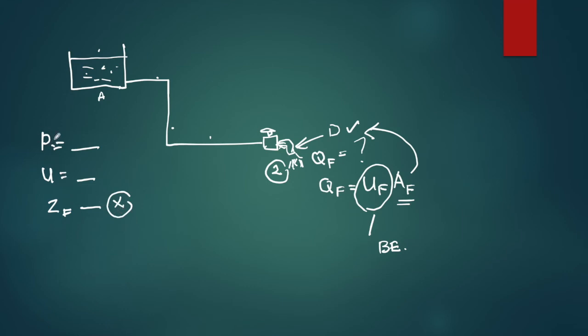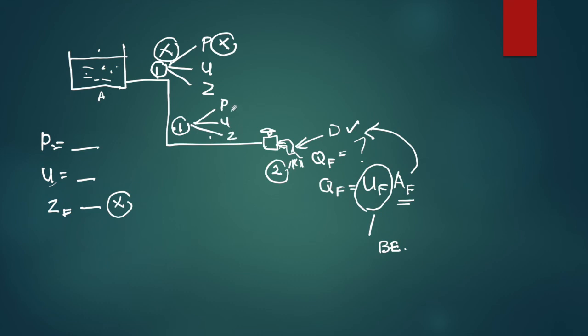Now we have to check the pressure and velocity at the point you select. Let's say you select here. You have to check your pressure, your velocity, and your Z. Normally you are not given the pressure at this point, therefore you cannot select this point number 1, because there is an unknown here. What about here? P, U, and Z. Also, normally at this point the pressure will not be given, so you cannot choose this point.